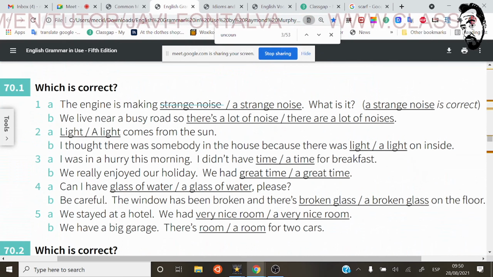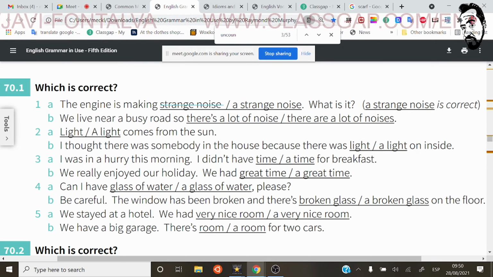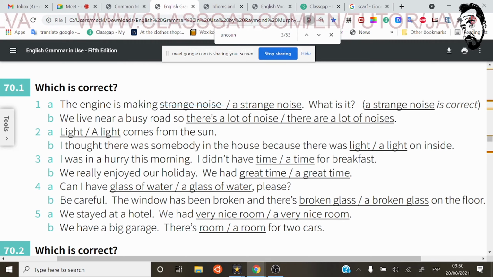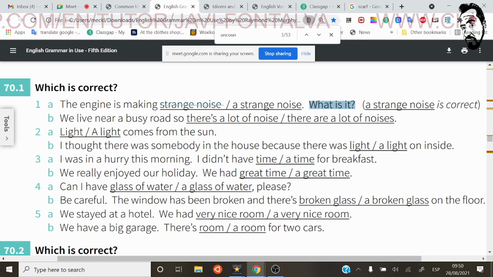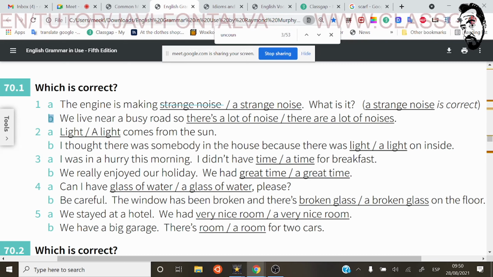Okay, let's try this one. Here you have 2 options. You have to tell me which one is correct. For example, the engine is making a strange noise, because we're talking about a specific noise. What is it? Okay, number 1B.